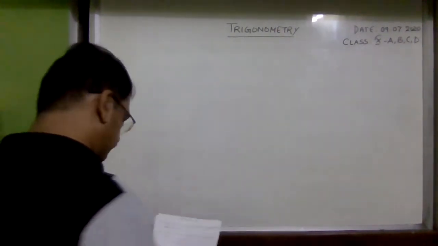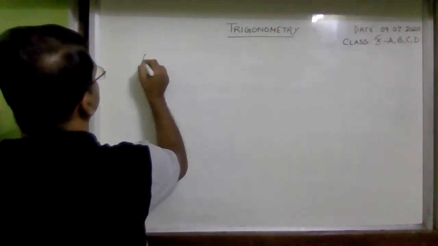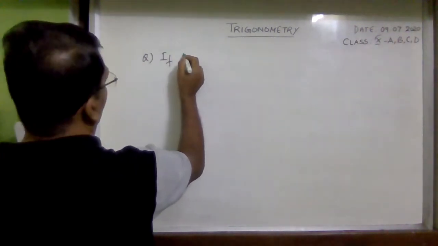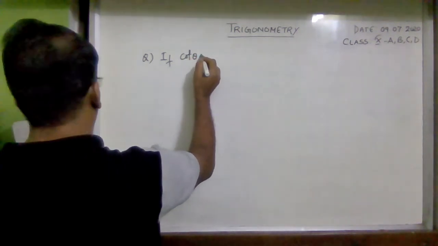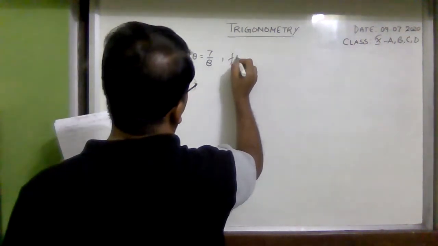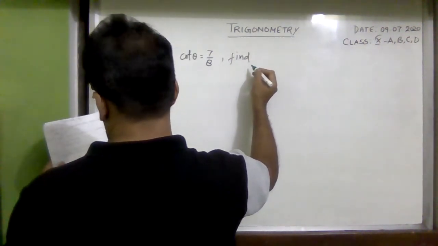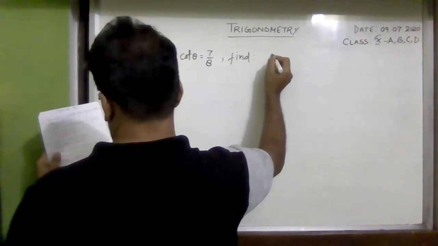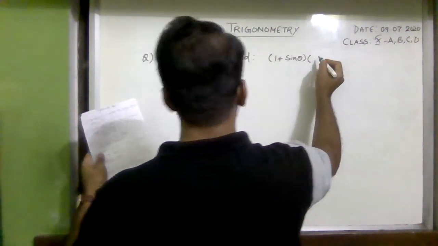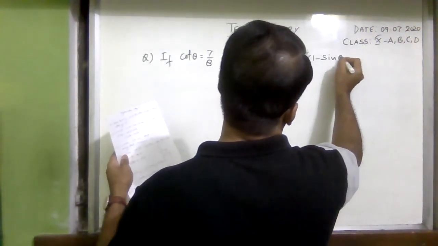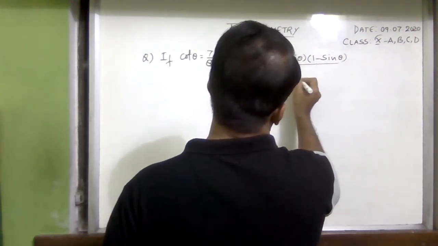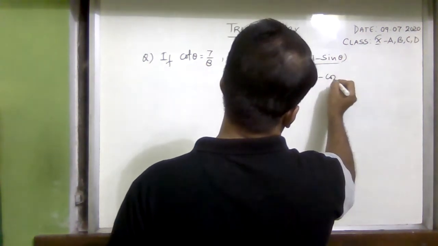The next question is, if cot theta is equal to 7 upon 8, find (1 plus sine theta) into (1 minus sine theta) upon (1 plus cos theta) into (1 minus cos theta).